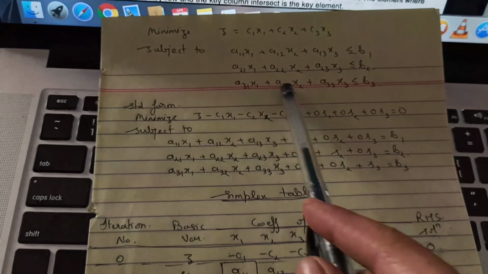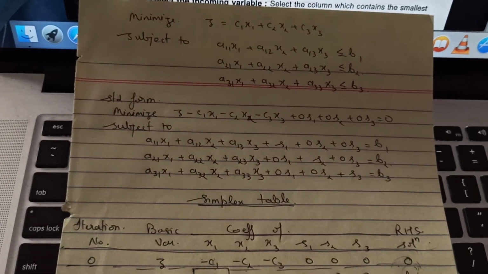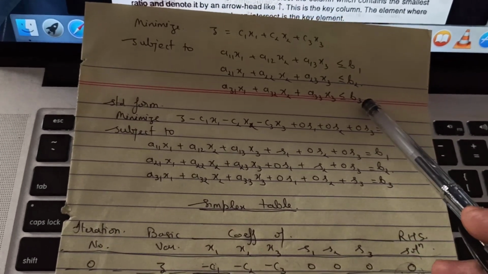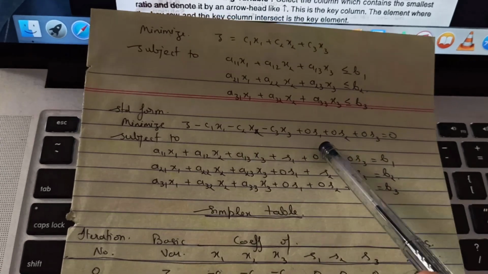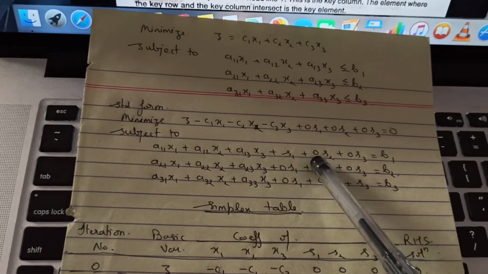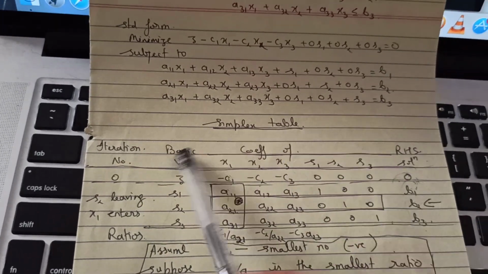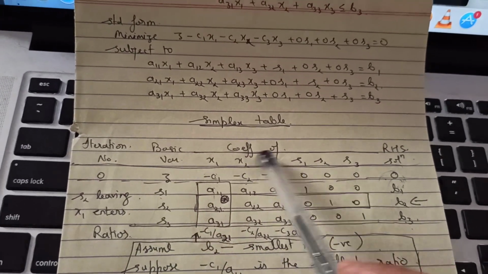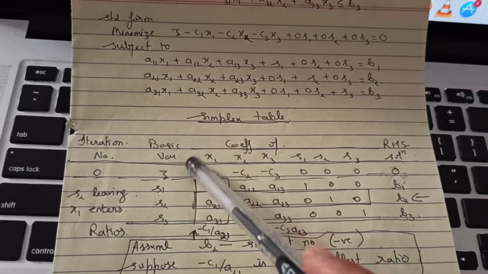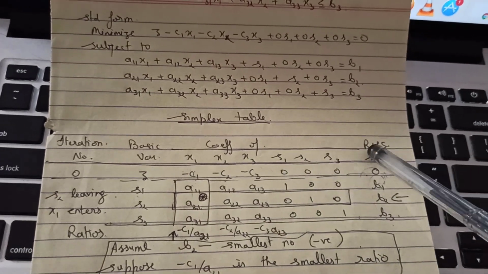If this is the given problem, we are assuming three decision variables and three constraints, B1, B2, B3, right? If three constraints are there, then three slack variables will be there. So in total we will have 6 variables and 3 constraints. We will make a table similar to what we were doing in simplex. So we will have iteration, basic variables, coefficients of x1, x2, x3, s1, s2, s3, and RHS.